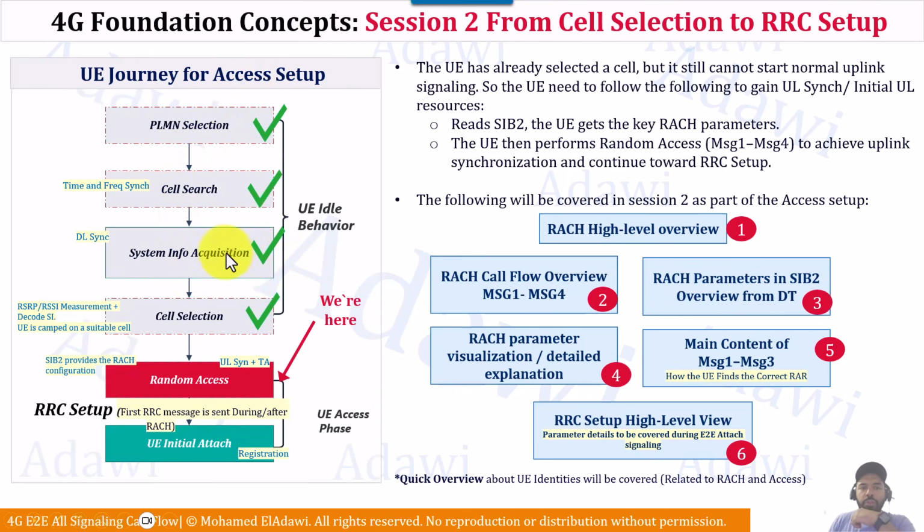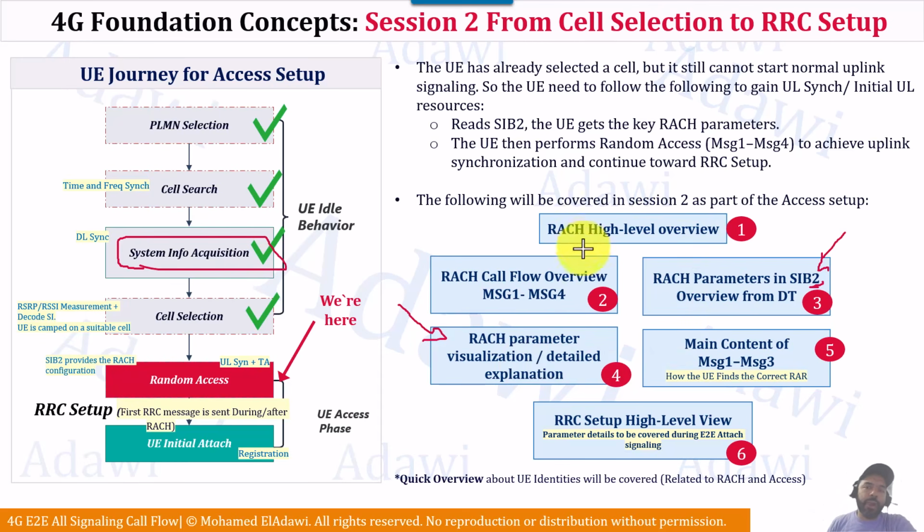During the system information acquisition, the user at this stage decoded the system information block type 2, which includes all the information related to the RACH procedures. This will be discussed in much detail. So we'll first give a high-level introduction about the SIB2 message contents from drive test and what it means from a high-level perspective. Then we'll try to deep dive into each and every single parameter within SIB or system information block type 2. We'll try to give a clear visualization and also a detailed explanation of the RACH parameters.